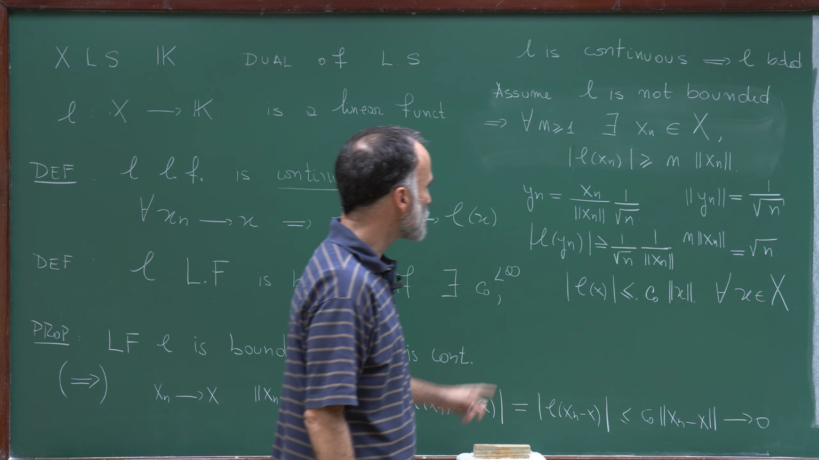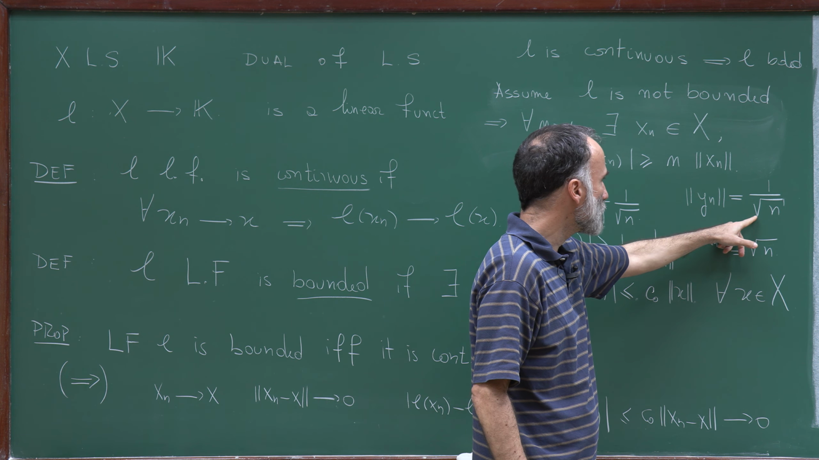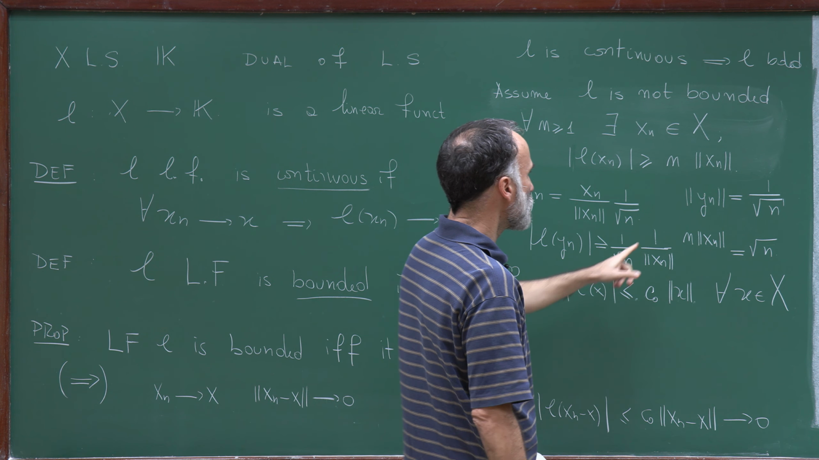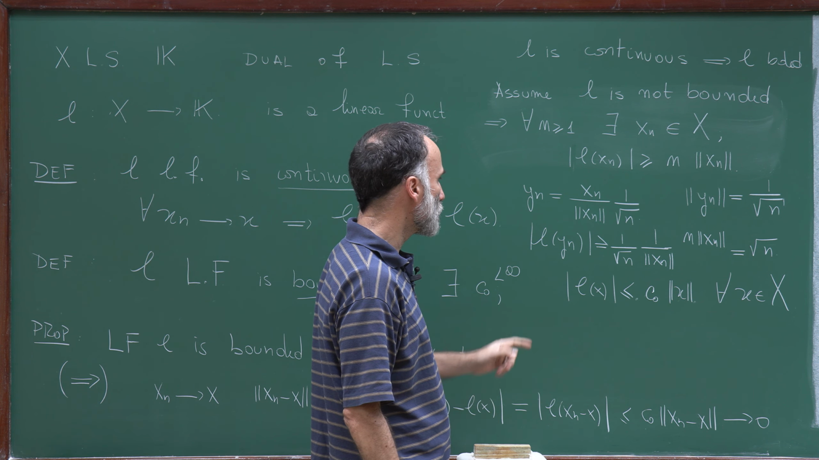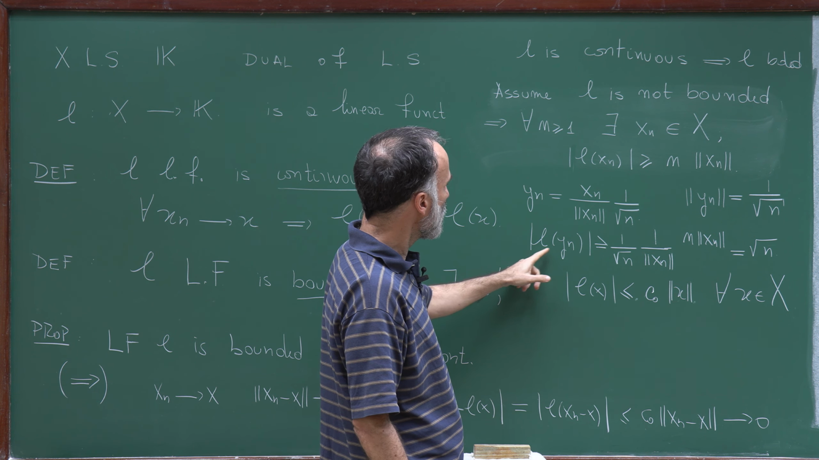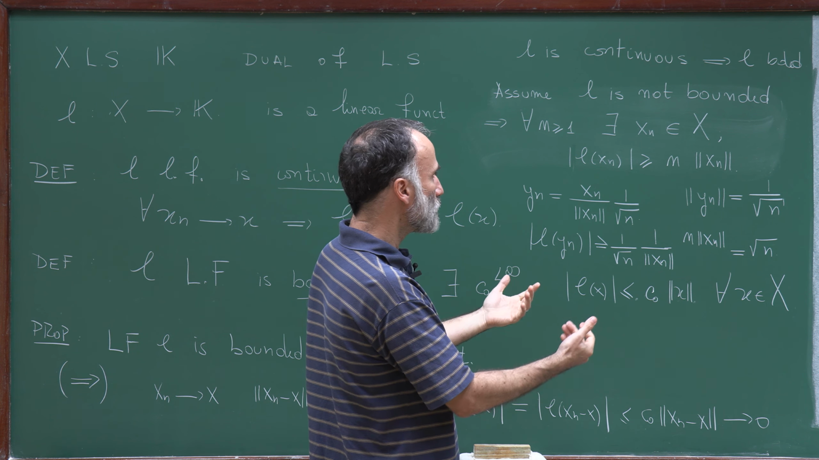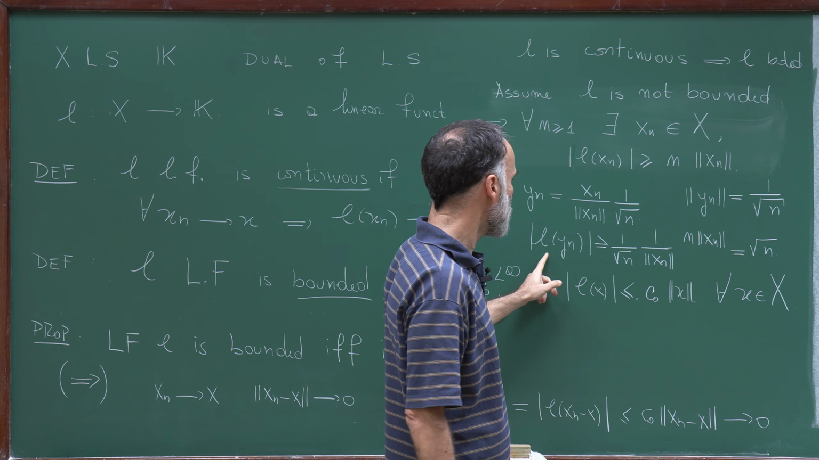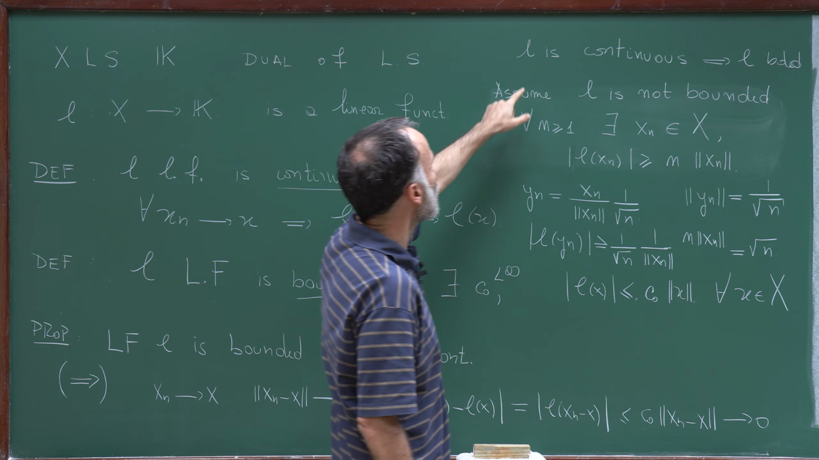So here I have a sequence yn. It's converging to 0 because its norm is equal to 1 over square root of n. So yn is going to 0, but L of yn is not going to L of 0, which is 0, because L of yn is bounded below by square root of n. So I obtained a sequence yn, which is converging to 0, but L of yn is not converging to L of 0, and therefore L is not continuous.